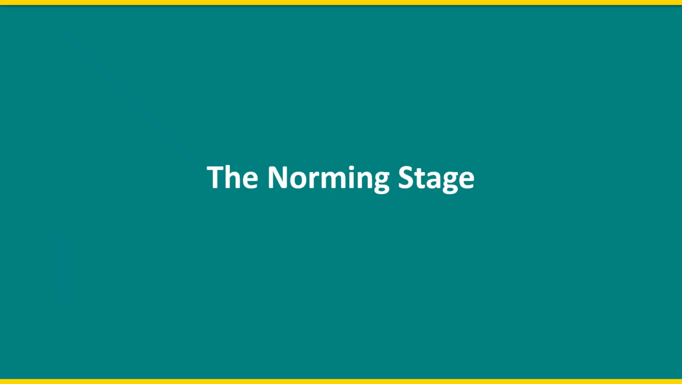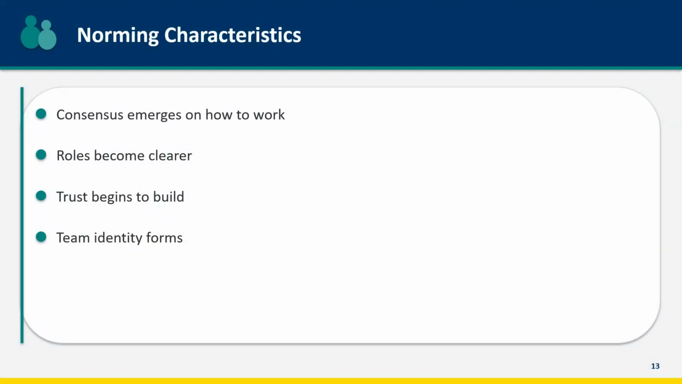After storming, teams enter norming. This is where the work patterns that will define the team get established. In norming, consensus emerges on how the team will work together. People agree on processes, even if implicitly. Roles become clearer. Who does what is understood.